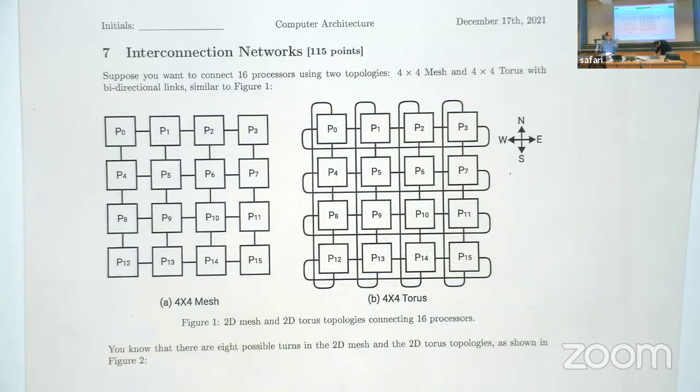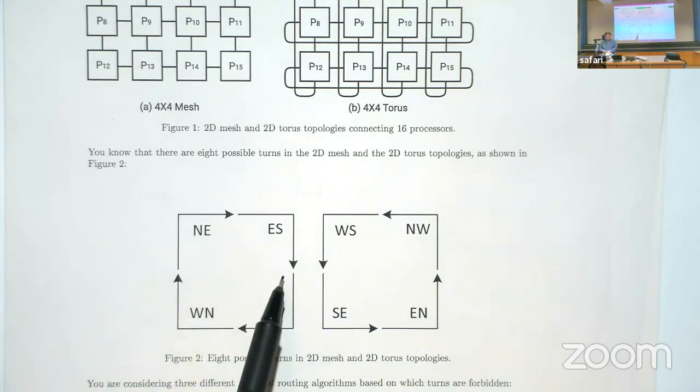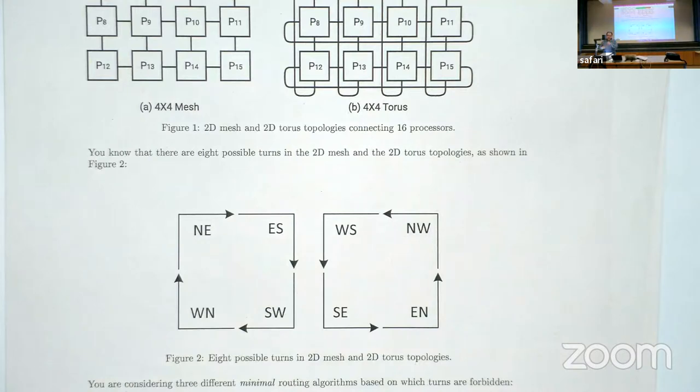I guess you are aware of these 2 topologies from Professor Mutlu's lectures. We are going to design some routing algorithms for these two topologies. To define routing algorithms, we define them based on the turns that packets are prohibited from taking. We can have 8 different turns in a 2D mesh or 2D torus network. If you consider clockwise, we can have north-east, east-south, south-west, and west-north turns. And for counterclockwise, we also have 4 different turns.